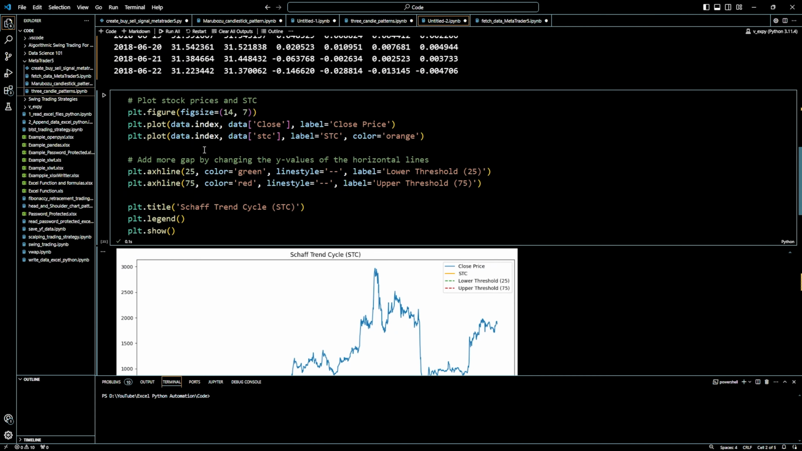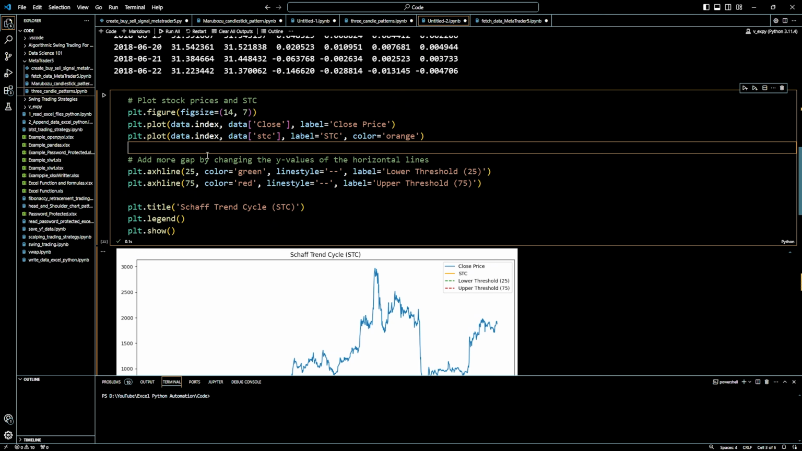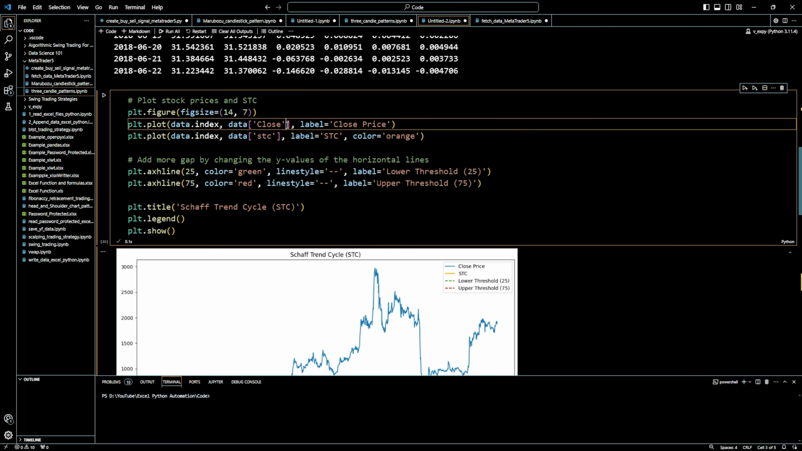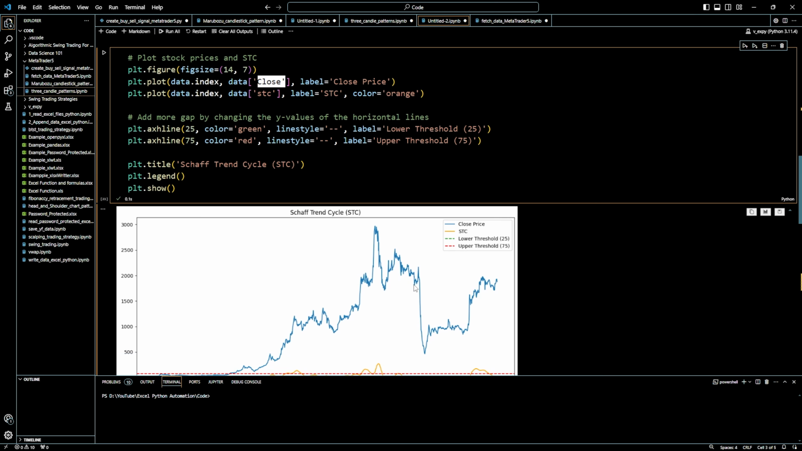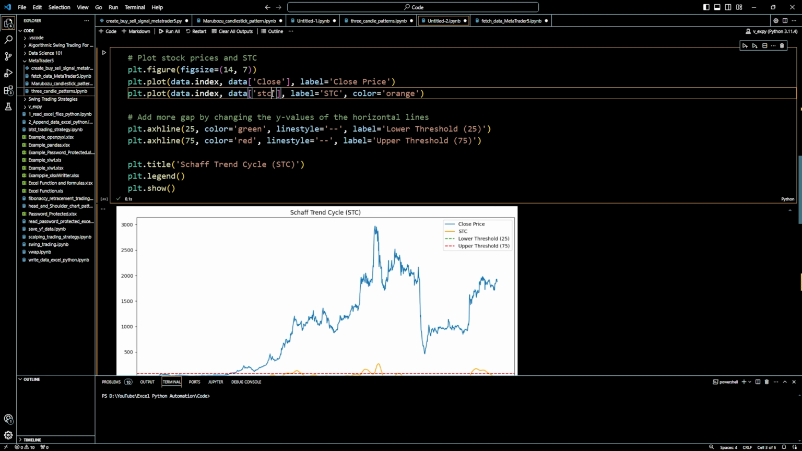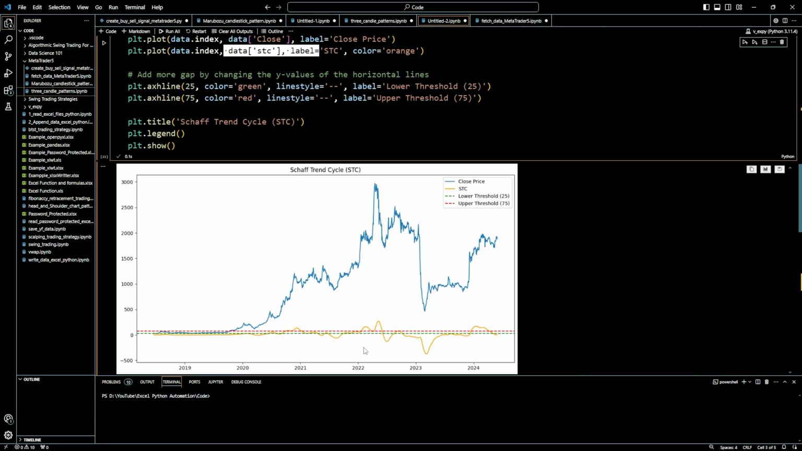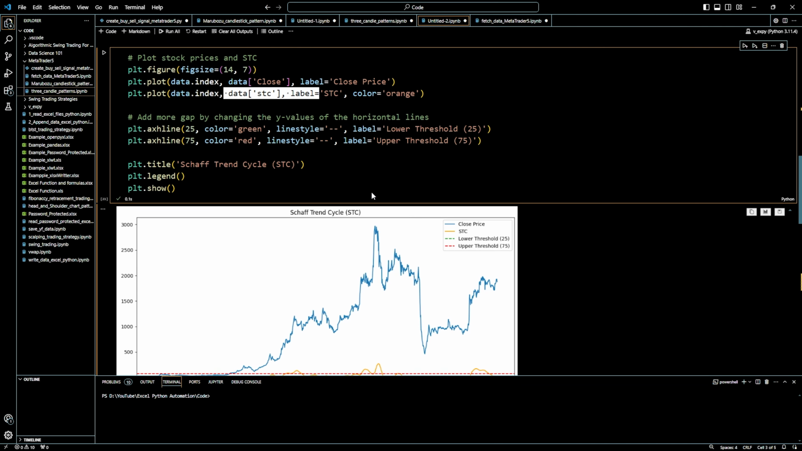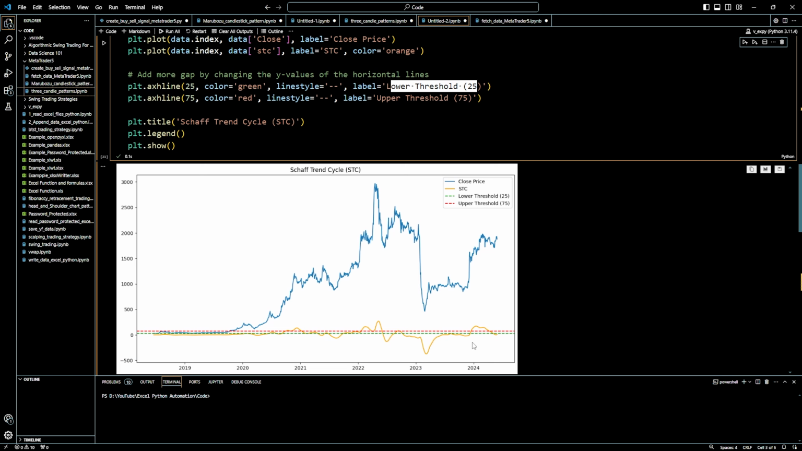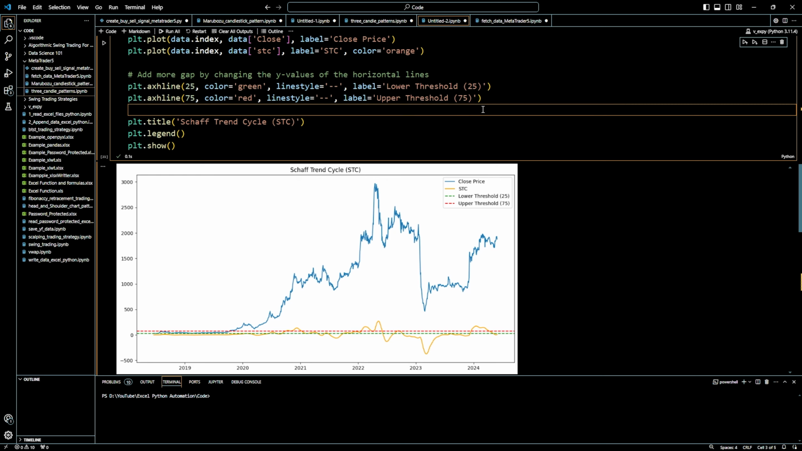Great. Now after that, so this was more about creating the STC line. Now let's create the graph for that. For the graph, we again have close, which is our close price. This is our normal line chart, and then we have STC, which is our STC line, and then we have the lower threshold. The lower threshold means whenever the STC line goes above 25, we are supposed to buy the stock. And then we have the upper threshold, which is when the stock goes below 75, this red line, we are supposed to sell the stock, right?